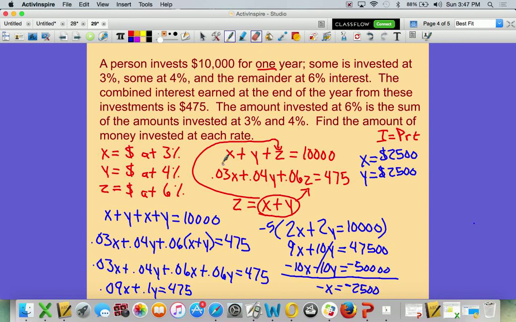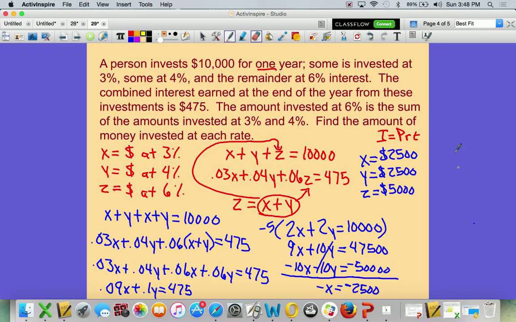Then if I plug those back into our original, 2,500 plus 2,500 is 5,000, subtract that over, that means z equals 5,000. Now there is one very important part left to this problem. It does not say find x, y, and z. It says find the amount of the money invested at each rate.